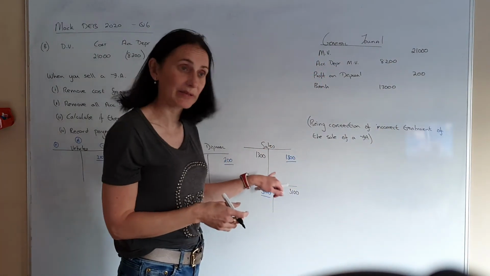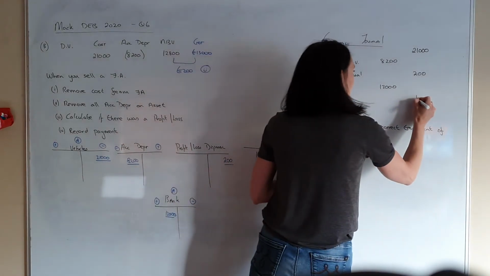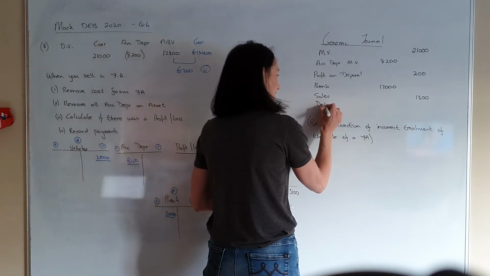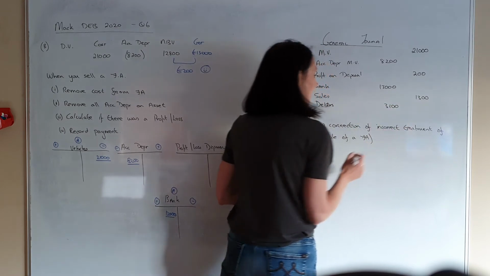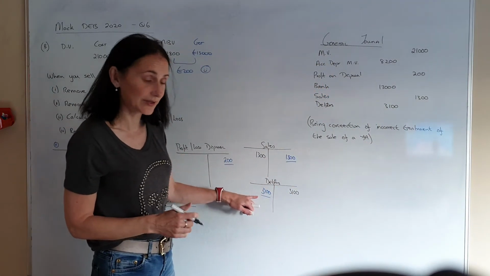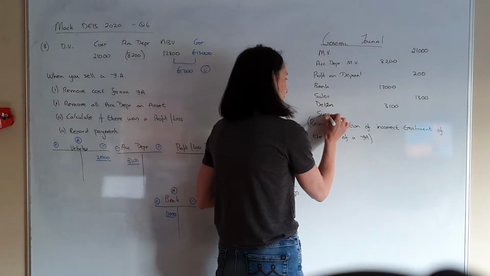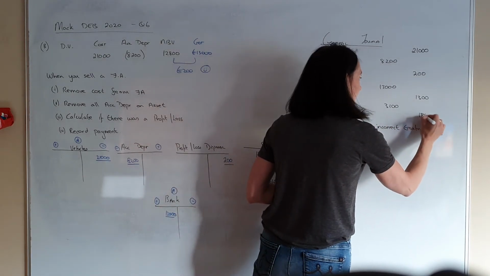Now I want to correct my mistake. So my sales, I need to put 1,300 on the credits. My debtors was entered incorrectly as well, and I want to put 3,100 on the debits. Now I said to you before, these two don't add up, so you want to put the difference in a suspense. So to make the two of these add up, I'm going to have suspense of 1,800.